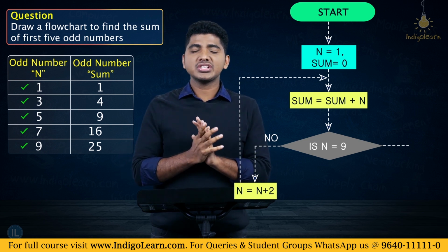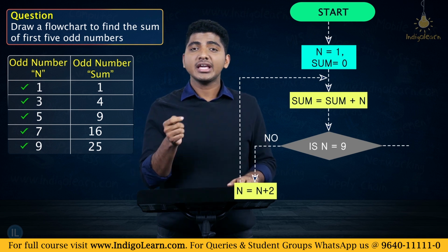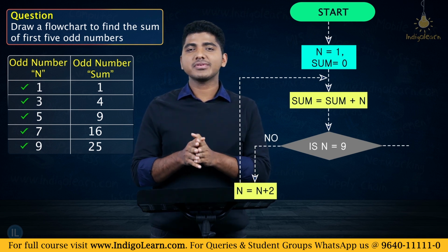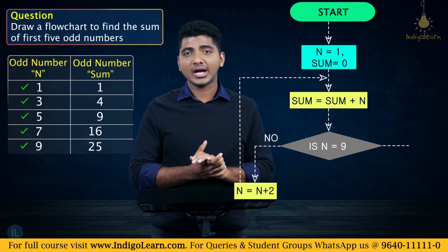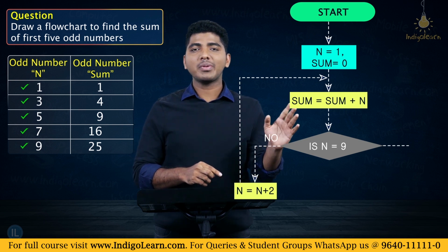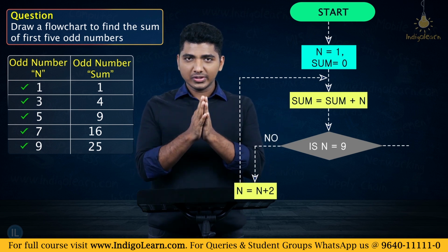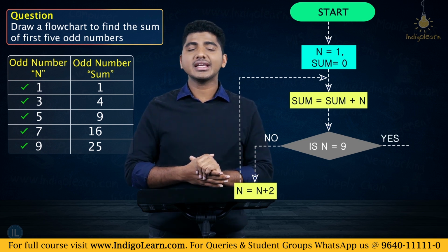So again you ask a decision, is n equal to 9? You ask, is n equal to 9, not whether 9 is greater than 9. You ask whether n is equal to 9. Answer is yes now. So once it is yes, you will not go back and do n is equal to n plus 2. What are you going to do? You are going to stop it. But if you directly stop it, will you get an answer? You will not get an answer.